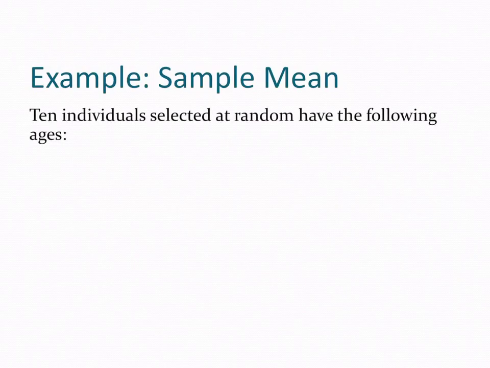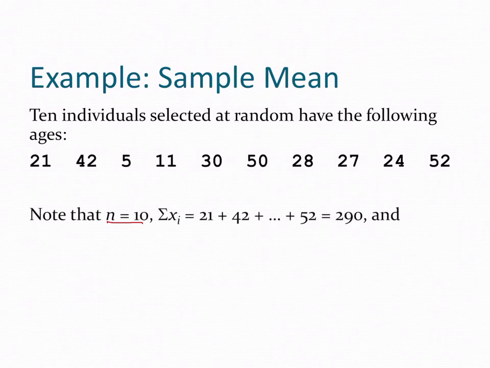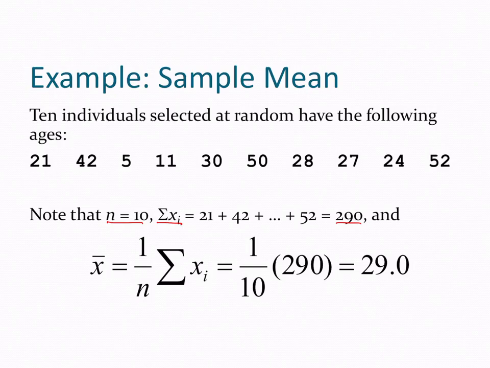Going into an example of this, say we have these 10 individuals selected at random with the following ages, our data set previously shown. We note that n equals 10. The sum of all the ages equals 290. If we put that in the formula we just saw, we have 1 over 10, because this was 1 over n, times the sum total of 290, which is 29.0.